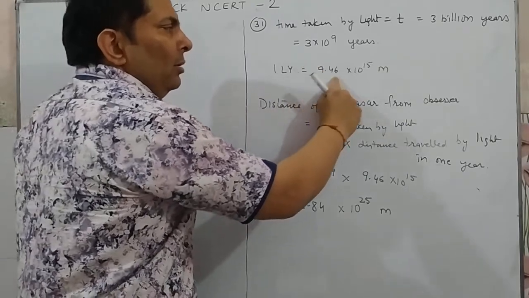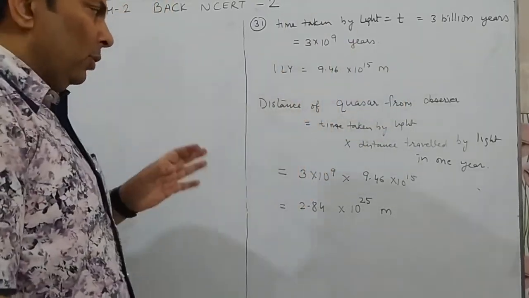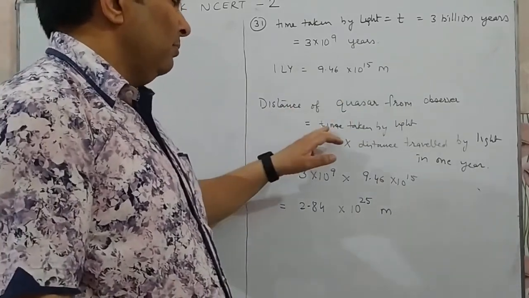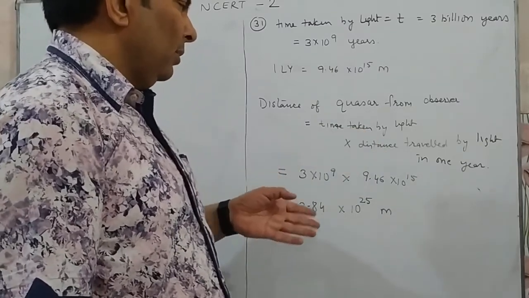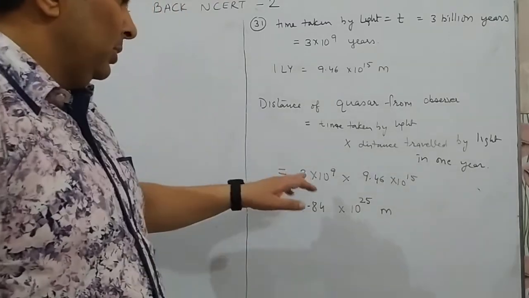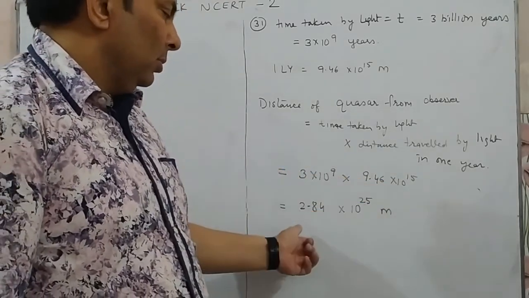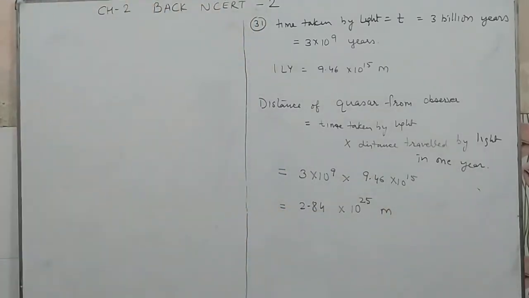So we have taken 1 light year equal to this much distance. So in the end, what will we do? We need to find the distance of the quasar from the observer. For that purpose, multiply time with the distance traveled by light in 1 year. The result obtained is this. So the total distance covered is 2.84 × 10^25 meters. It has been approximated.